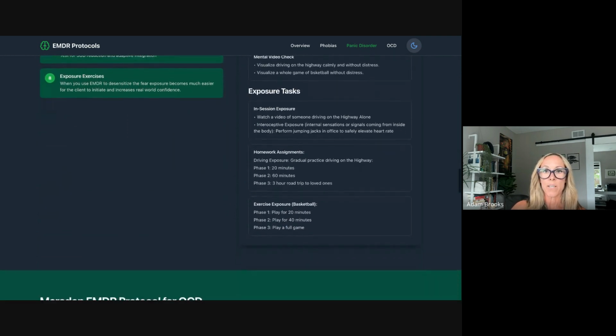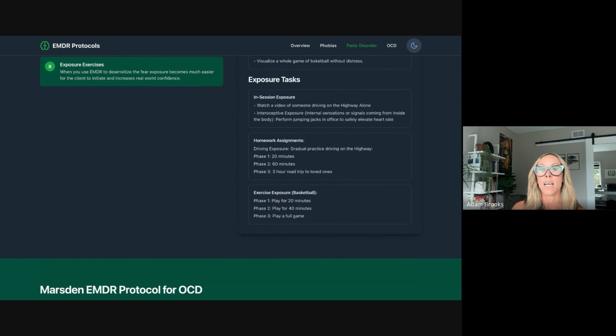Then you will move on to exposure tasks. In-session exposures would be to watch a video of someone driving on the highway alone. You would want him to do some interoceptive exposure. Interoceptive exposures are internal sensations and signals coming from the inside. So in order to do that, we would have him perform jumping jacks in the office to safely elevate the heart rate while the therapist is there.